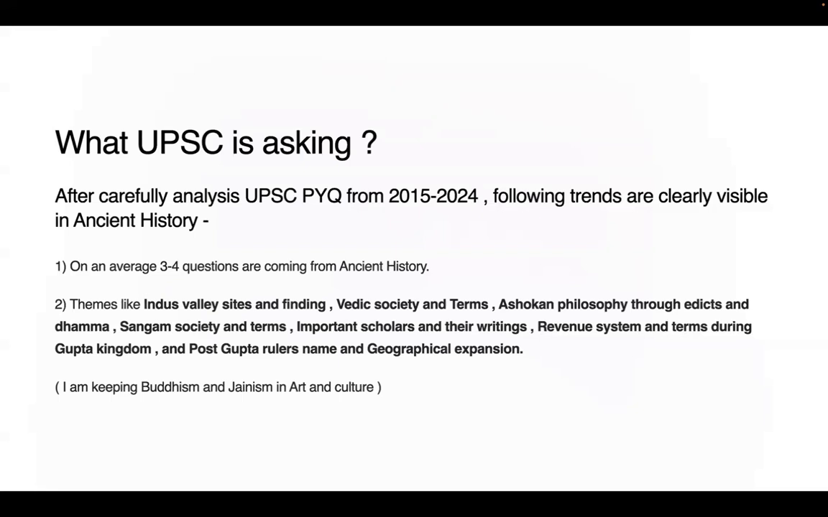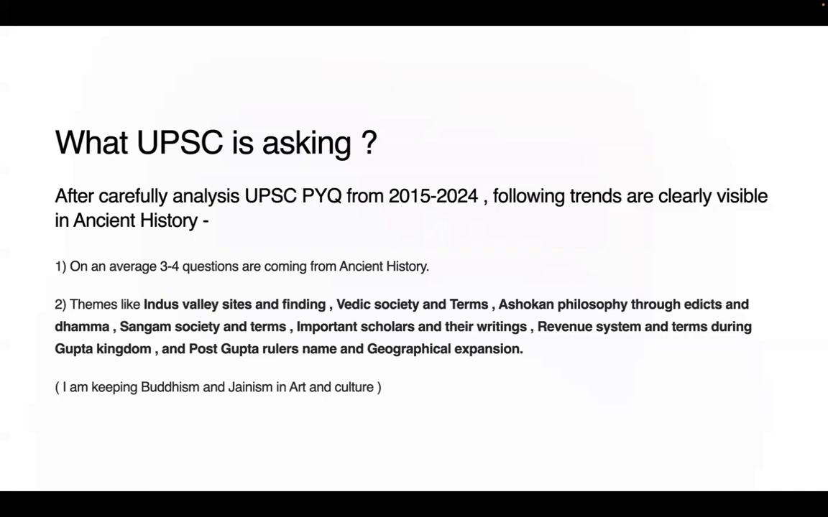Third is Ashokan philosophy. When I say Ashokan philosophy, I mean his edicts, rock edicts, minor, major, whatever is there, the places associated with them, and his Dhamma philosophy, which has been asked by UPSC repeatedly. Another recurring and very important theme is Sangam society, the characteristics of Sangam society and the terms associated with it. It's very, very important. It's coming again and again.